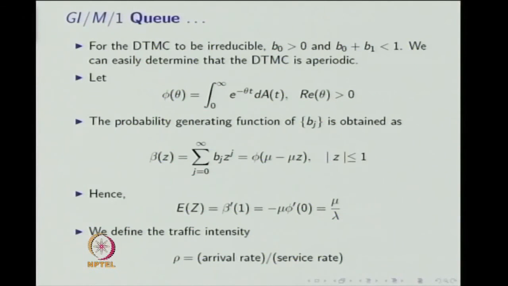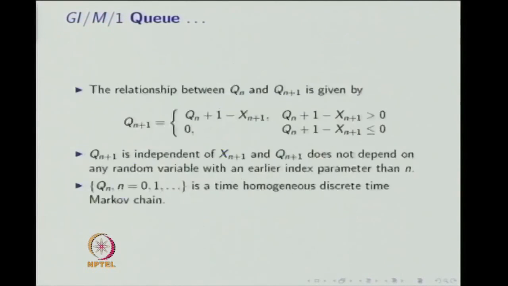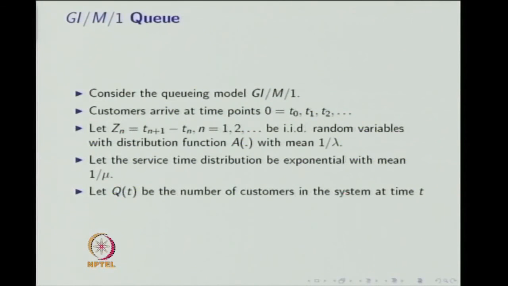Now we can find the expectation of X, that is nothing but beta dash of 1. If you differentiate a probability generating function and then substitute z equal to 1, it will be the mean number of arrivals, that is X.